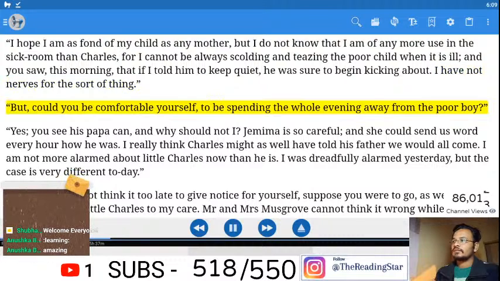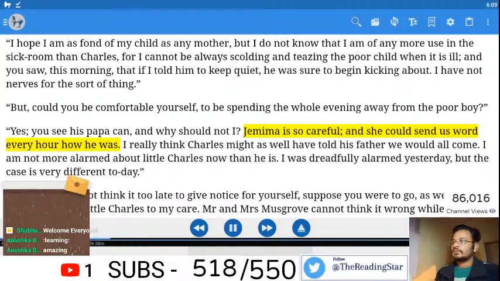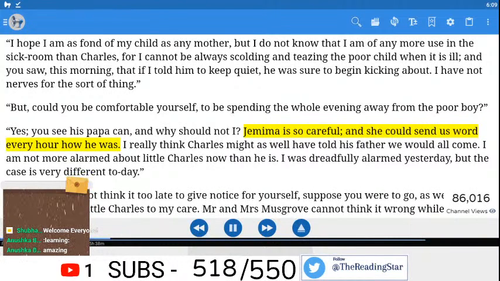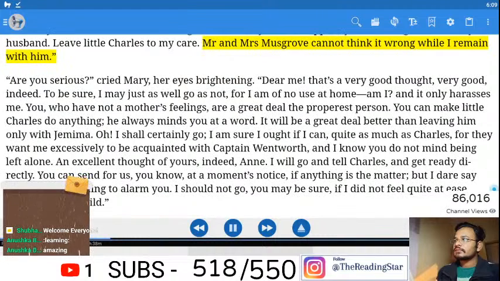But could you be comfortable yourself to be spending the whole evening away from the poor boy? Yes, you see his papa can, and why should not I? Jemima is so careful, and she could send us word every hour how he was. I really think Charles might as well have told his father we would all come. I am not more alarmed about little Charles now than he is. I was dreadfully alarmed yesterday, but the case is very different today. Well, if you do not think it too late to give notice for yourself, suppose you were to go, as well as your husband. Leave little Charles to my care. Mr. and Mrs. Musgrove cannot think it wrong while I remain with him.